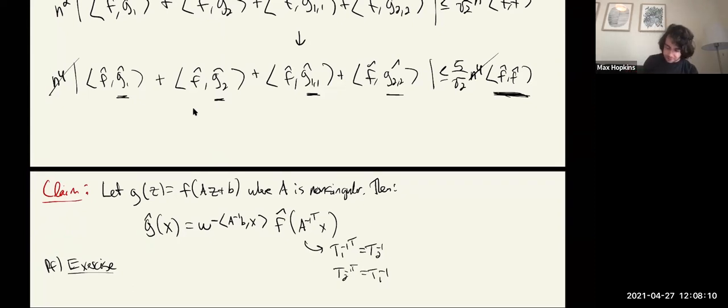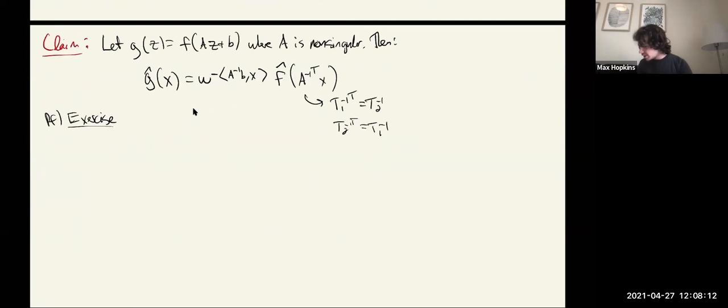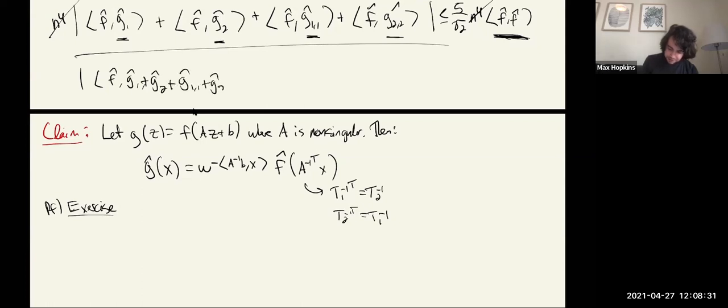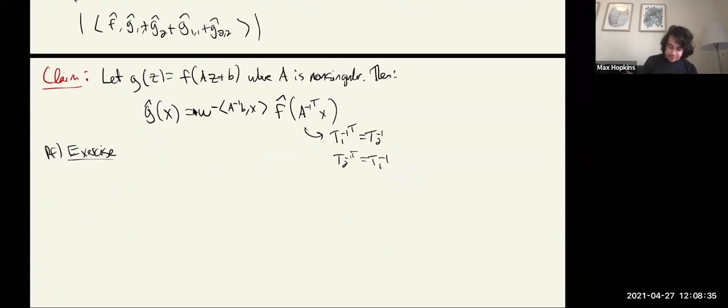It's just a useful fact. So let's now actually use this fact to rewrite this left-hand side. First of all, for simplicity, just note we can write this as F hat with G hat 1 plus G hat 2, plus G hat 1, G hat 2, right? This is equivalent.